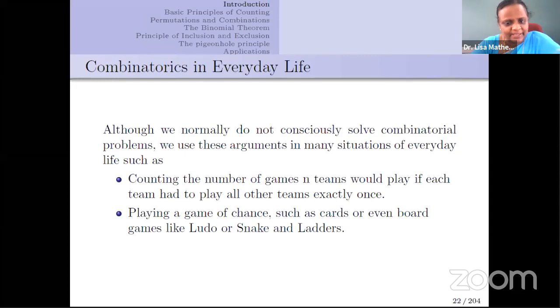Or when I play games of chance, such as cards, or even board games, like most of you would have played, either Ludo or Snakes and Ladders as children. And the next one is solving a Sudoku.